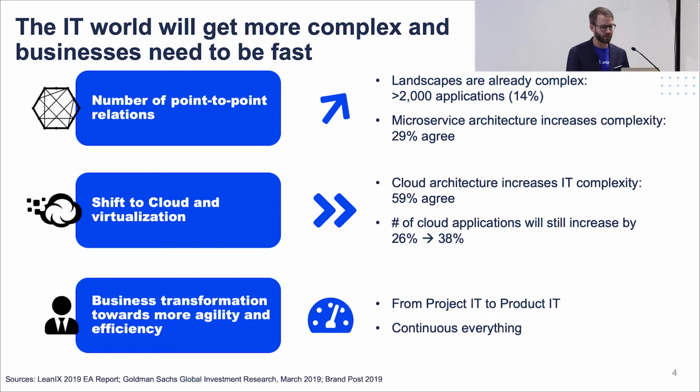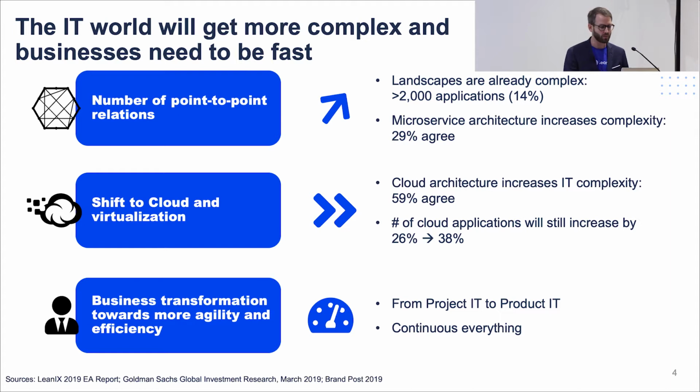Then we also have the shift to the cloud and to virtualization. That was actually the number one answer: 59% of IT leaders said this is their main reason why their IT landscape is getting more complex. And yet we are still not anywhere close to this being completed. From a different research, we found that only 26% of all applications were in the cloud in 2018, and that this will change to 38% by 2021. So even there, the move to the cloud is only in the middle of the process.